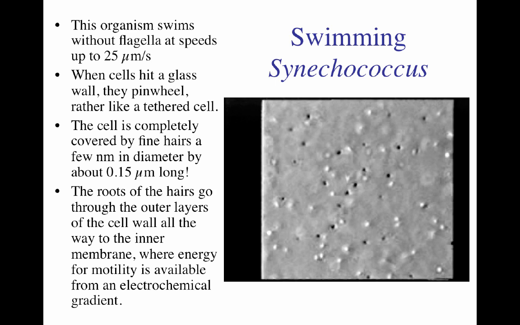They have these little hairs in the body, which are about 0.15 microns long. And the hairs, they go through the outer layers of the cell wall into the membrane, and the energy of motility is the electrochemical gradient that allows the microorganisms to swim like if they're pushing the little hairs. So that allows them to glide very graciously in their media.